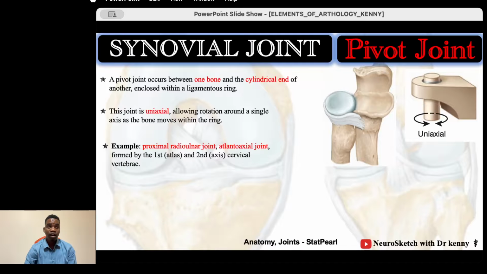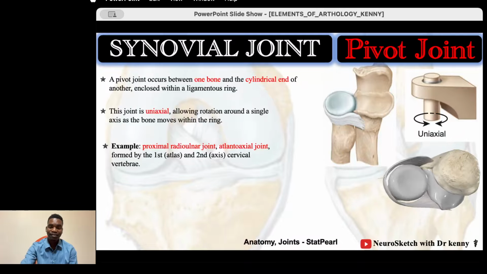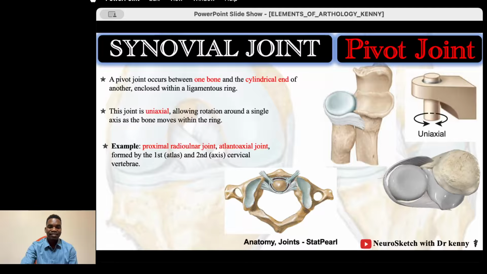so that the head of the radius will rotate within the annular ligament, and that's an example of a pivot joint. But we also have a joint between the first and second cervical vertebrae, the atlas and axis, and this is a pivot joint, which means it allows only rotational movement. This is the example when you are signifying no with your head. What makes this movement possible is the rotation of the dens along the annular ligament.